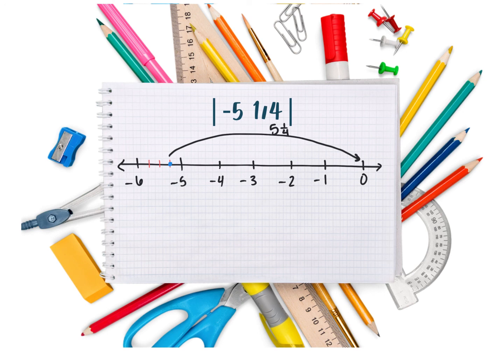I hope this has helped you better understand how to graph both positives and negatives, both fractions and decimals, depending on what you're given.